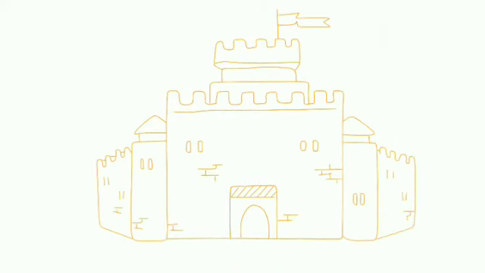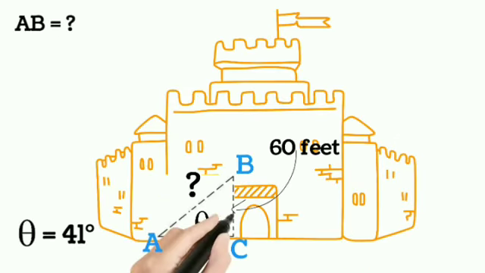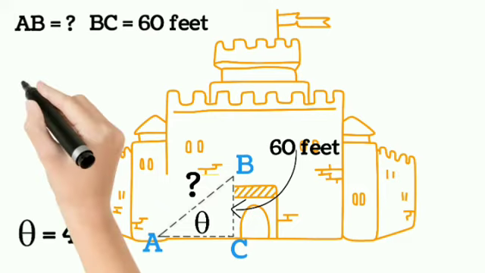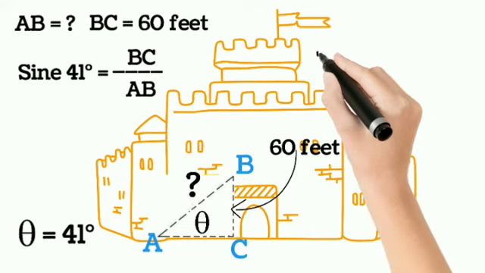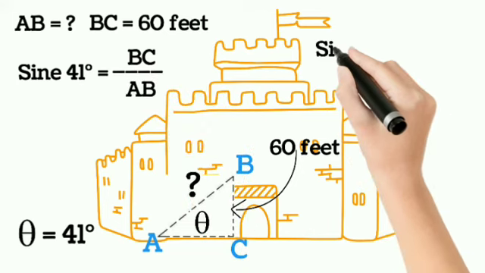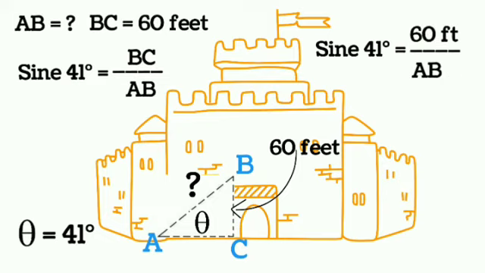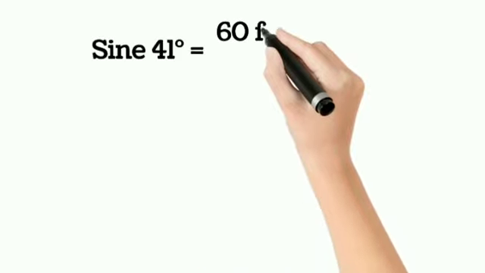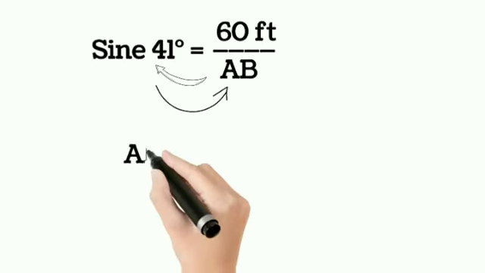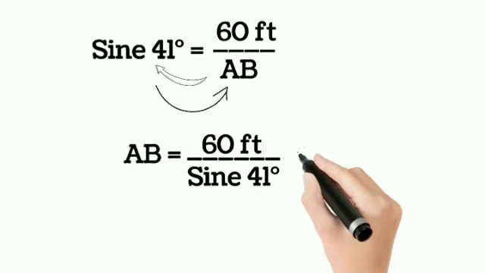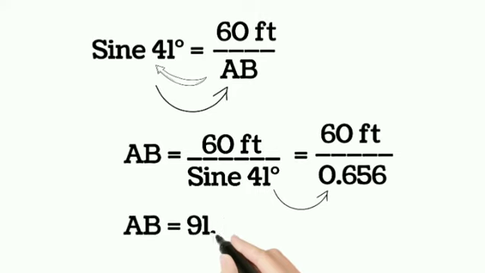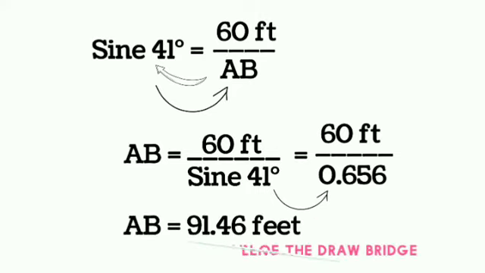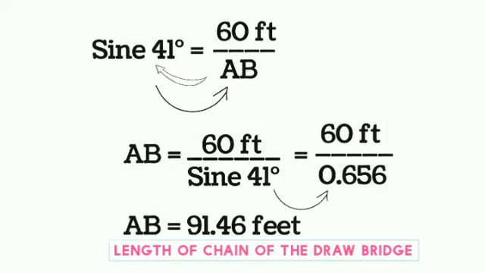As shown in the illustration, the unknown length of the chain is AB with an angle of 41 degrees while BC is the 60 feet height of the entrance from the ground. Thus, the formula is sin 41 degrees is equal to BC divided by AB. Furthermore, sin 41 degrees is equal to 60 feet divided by AB. To find the value of AB, divide 60 feet by sin 41 degrees. Using the scientific calculator, sin 41 degrees is equal to 0.656. Therefore, the length AB of the chain is equal to 91.46 feet.